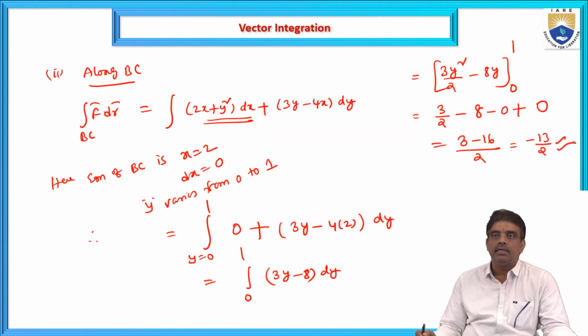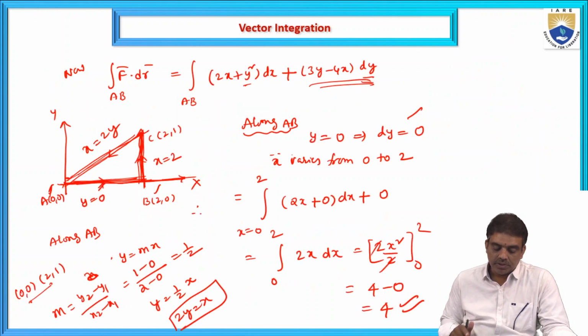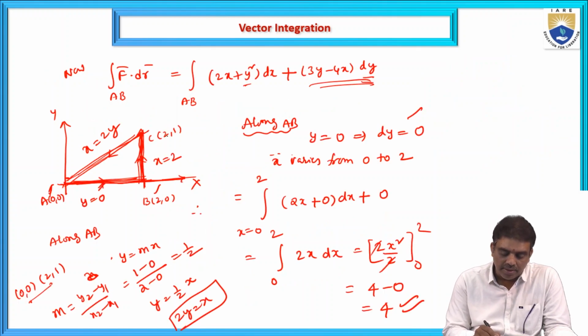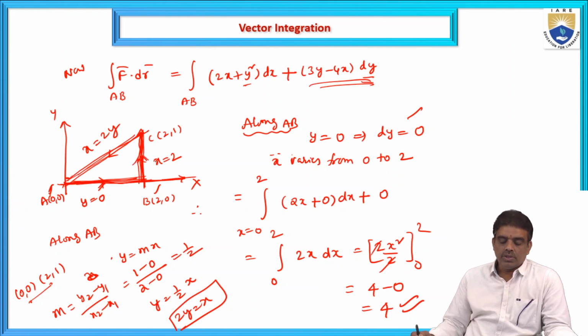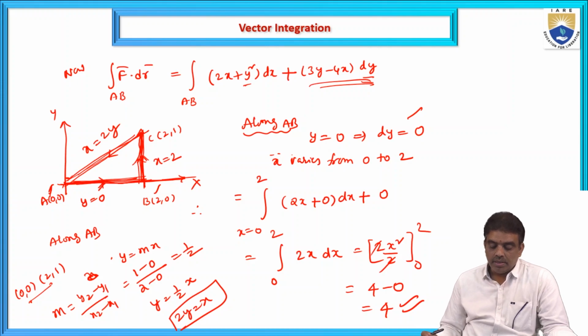This is the second integral evaluated along BC. Y varies from 0 to 1 because we are considering the direction also. So y varies from 0 to 1, and on substituting the function and the values, you will get this.